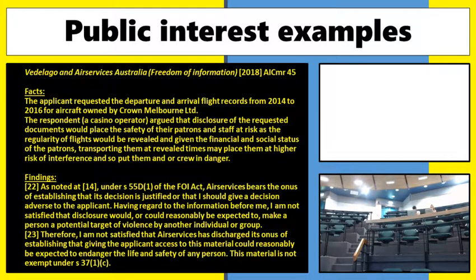And again, the commissioner pops up and says, look, first of all, they bear the onus of establishing this. As you guys are aware, they, as the relevant agency or person, have the onus of establishing that the information should not be disclosed. And here, the commissioner is not satisfied that they've discharged the onus and that this material could reasonably be expected to endanger the life and safety of any person. What's he got in 22? Having regard to the information before me, I'm not satisfied the disclosure would or could reasonably be expected to make a person a potential target of violence by another individual or group. So therefore, that section 37(1)(c) argument is going to fail.